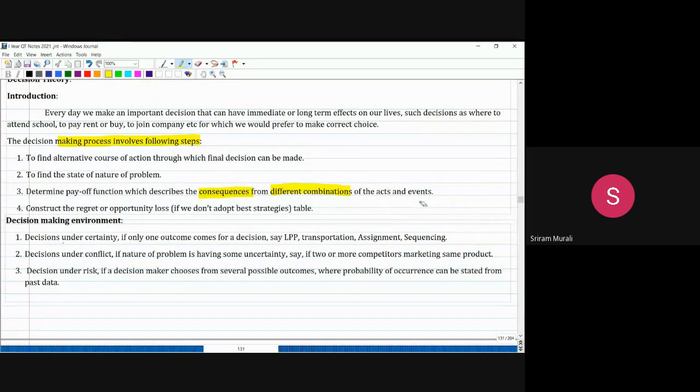We will act. By which combination, if I decide, so that we can finalize in which company to join, construct the opportunity loss matrix or regret matrix. What is the opportunity matrix, regret matrix?